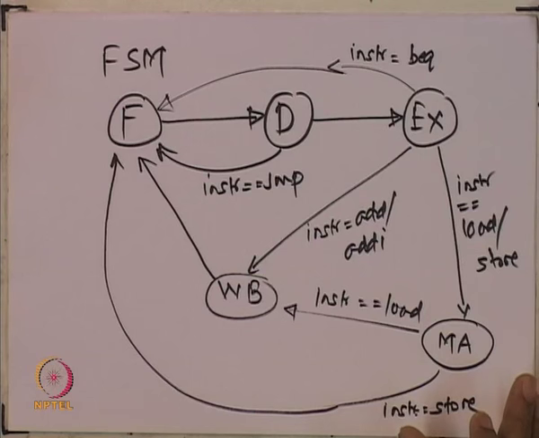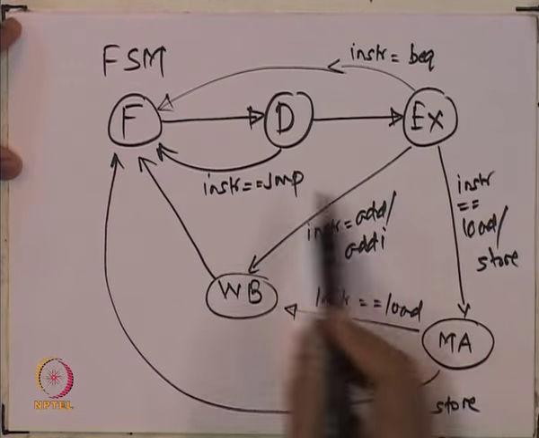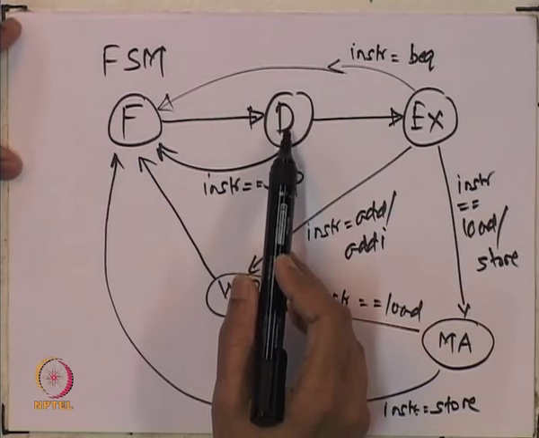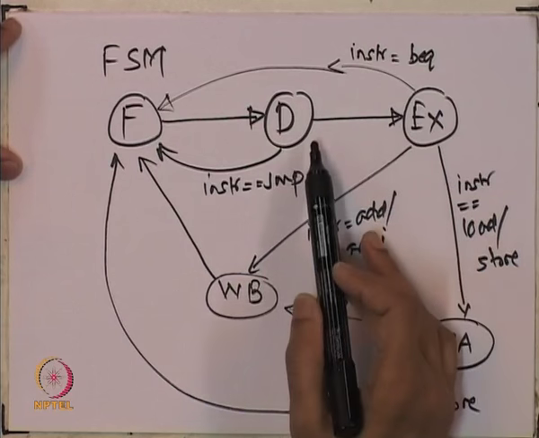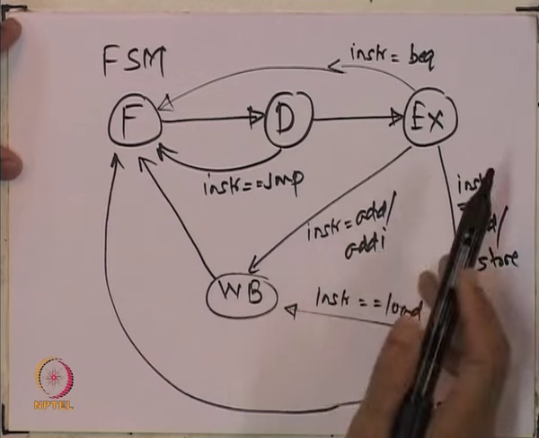What more do we require of the FSM? In fact, the main purpose of the FSM from the perspective of the outside world is that it should generate control signals based on the inputs that it receives. What are the inputs to this FSM? Clock input. Many of the transitions are made independent of anything else: when the clock triggers, the transition is made. Like F2D is a transition that always happens at the triggering edge of the clock. But D2EX may or may not happen depending on whether the instruction is jump or not and so on.